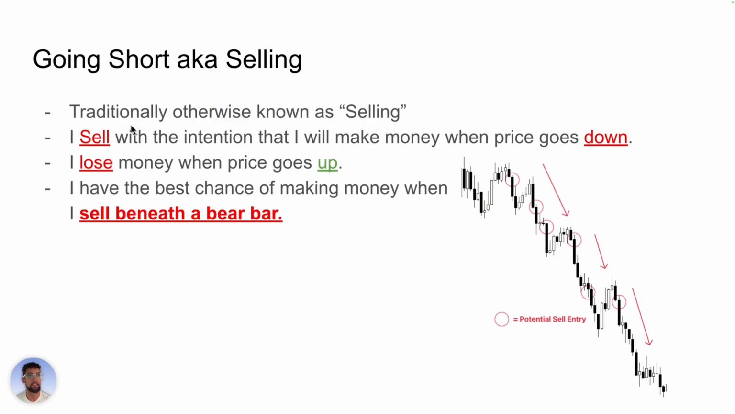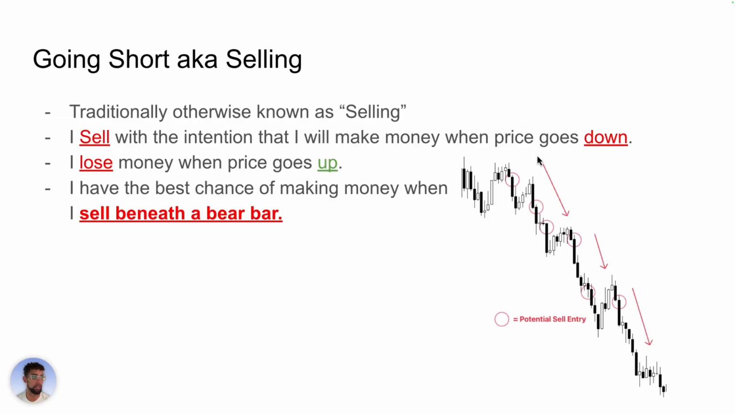Going short, aka selling, traditionally otherwise known as selling. I sell with the intention that I will make money when price goes down. I lose money when price goes up. I have the best chance of making money when I sell beneath a bear bar. Remember this point. Just like in the bull bar example, sell underneath a bear bar. You have more of an edge when you do that.